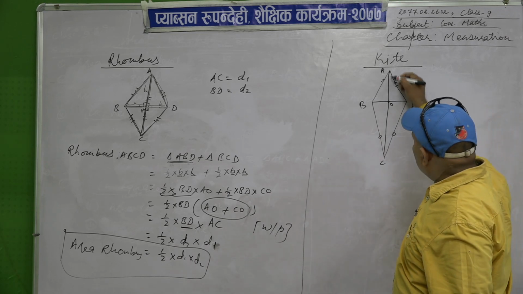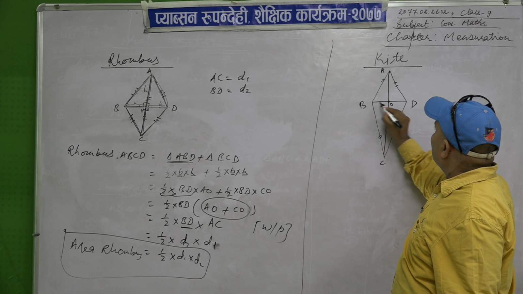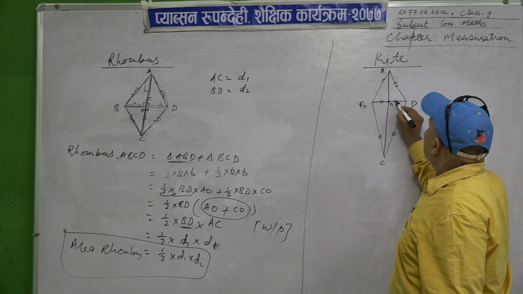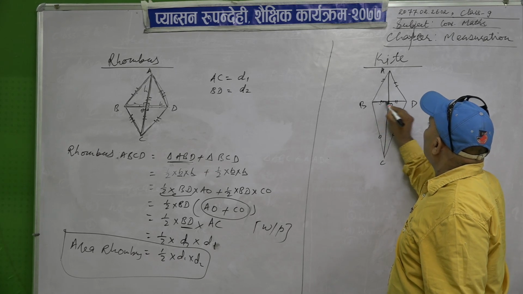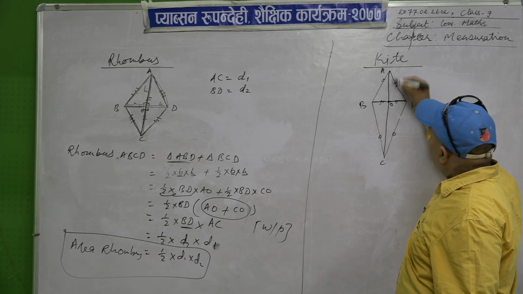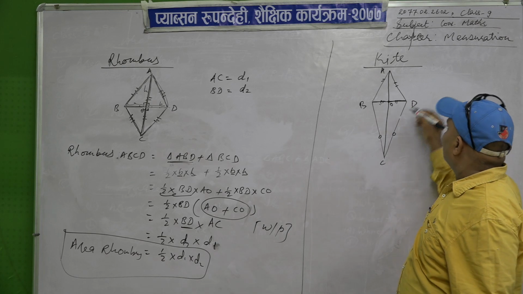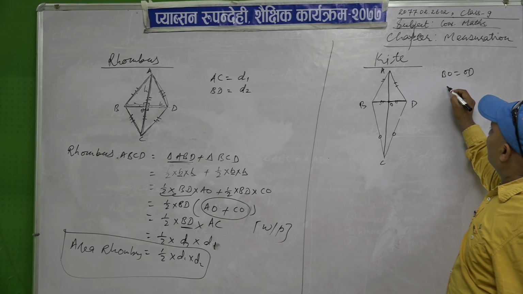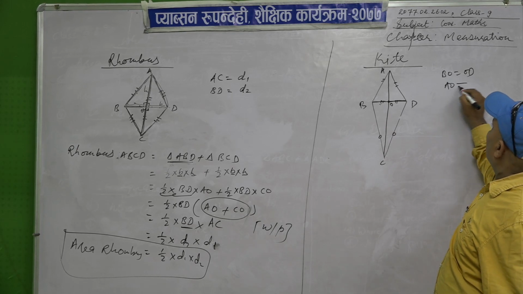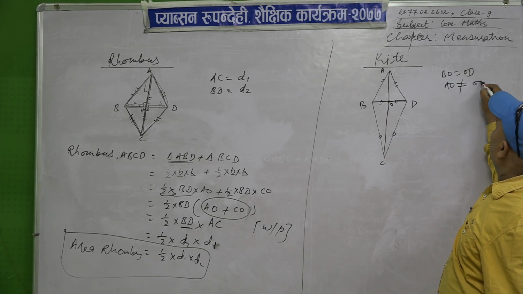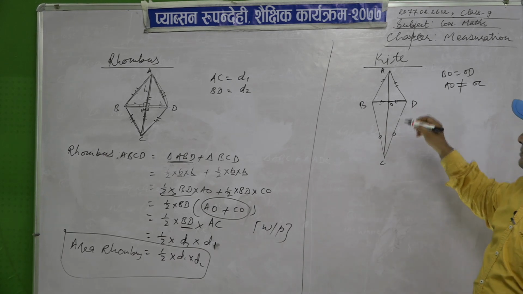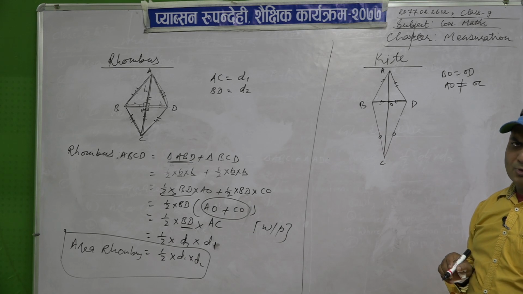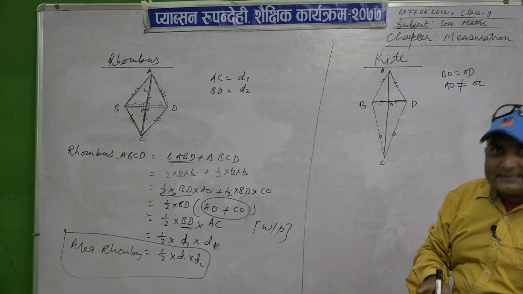Bisect means that if this diagonal AC bisects this diagonal BD at O, then this part and this part are equal, meaning BO is equal to OD, but AO is not equal to OC. We should remember that the bigger diagonal bisects the smaller diagonal at 90 degrees.